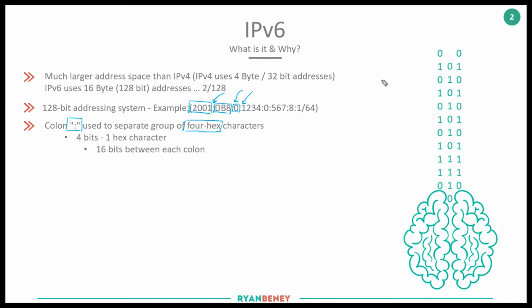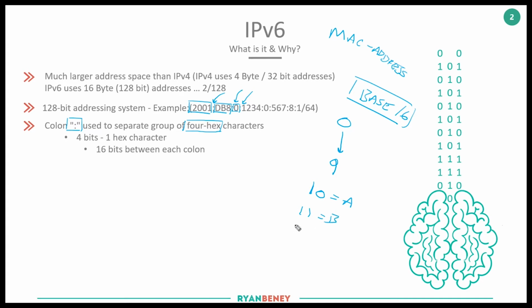Now hexadecimal is very similar to what we've seen previously with our MAC addresses at layer 2. Hexadecimal is actually base 16. What do we mean by that? We mean it has 16 values, which are 0 all the way up to 9, so 1, 2, 3, 4, and so forth. But once it hits 10, it becomes a character: A, 11 is B, 12 is C, and that continues up to F. In total, that's 16 characters, so that's why we call it base 16.